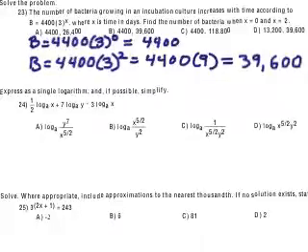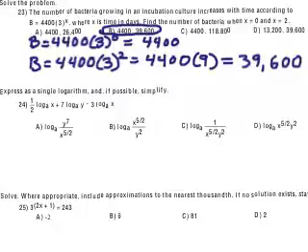So we get 39,600 for the second one. So that's this answer. In this case, we can see the answer. It's 4,400 and 39,600.